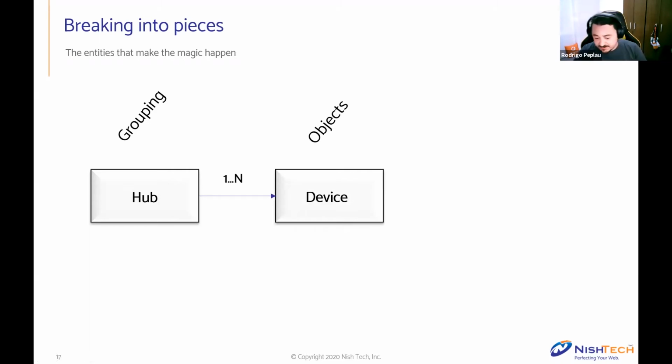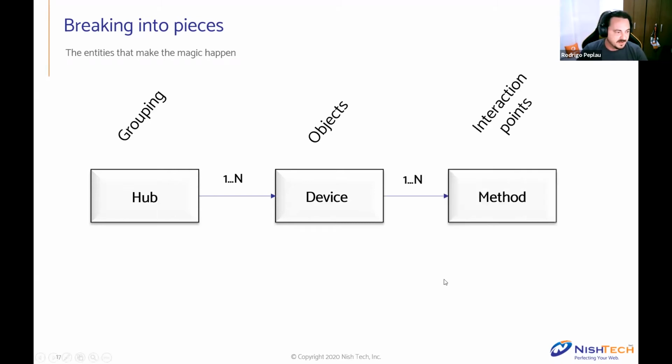It is like objects, they represent objects. So every hub can have multiple devices, and each device can have one or multiple methods. So the methods are like the interaction points, ways to interact with your device. So request something or get something back from the device.